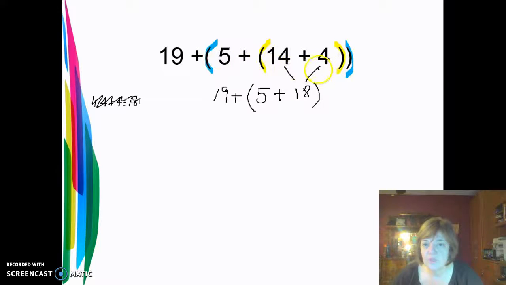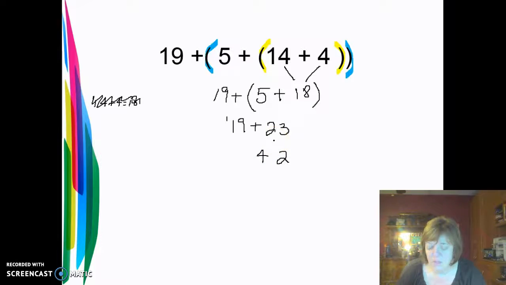So the innermost ones are 14 plus 4. They give us 18. Now we have 5 plus 18, and that is 23. And we still have our 19 out front. So let's see, 9 plus 3 is 13, right? And we carry the 1, 2 plus 2 is 4. So our final answer is 42. Very simple. I know that was fast. Go back, rewind, and listen again if you're not quite sure what I just said.